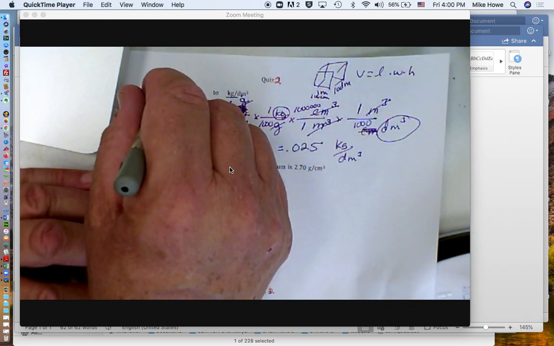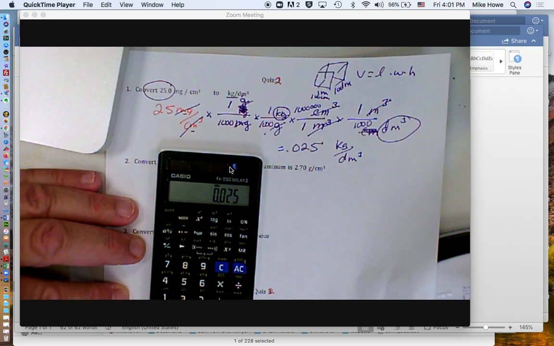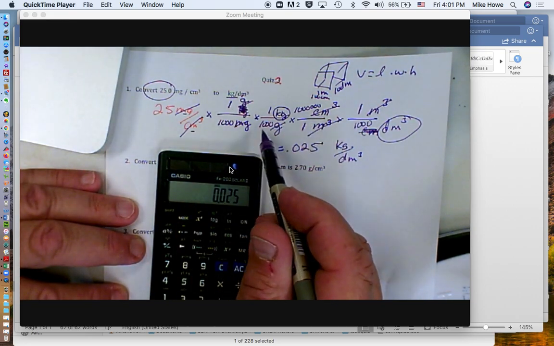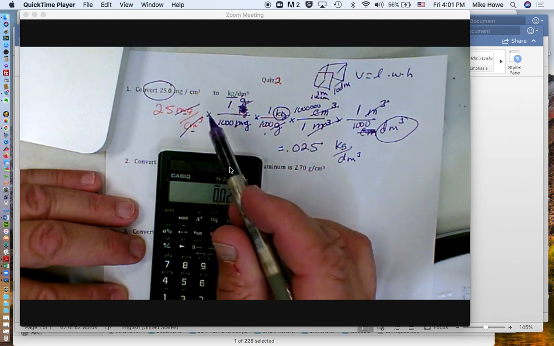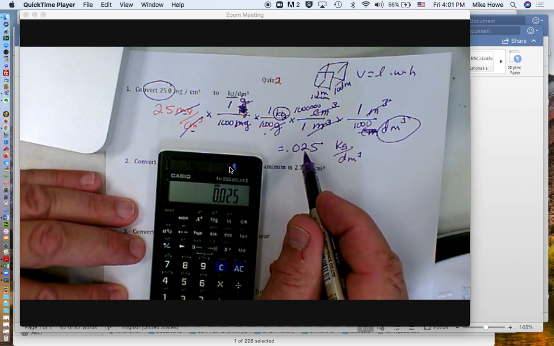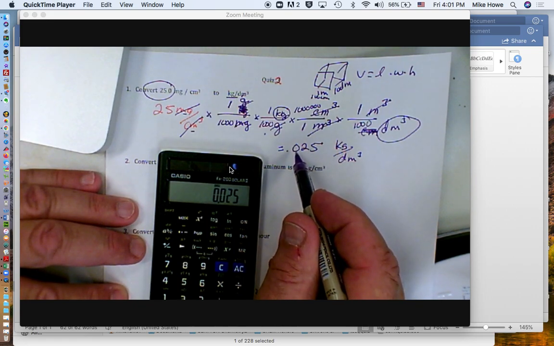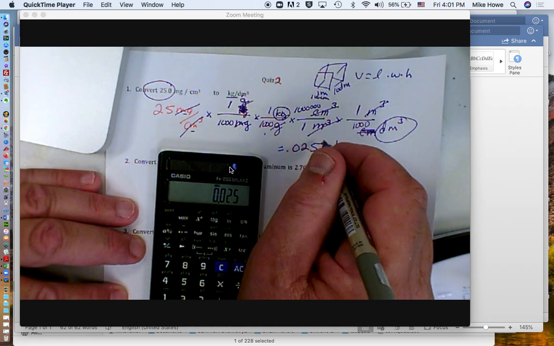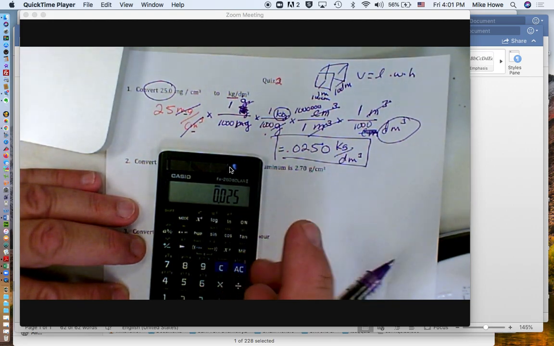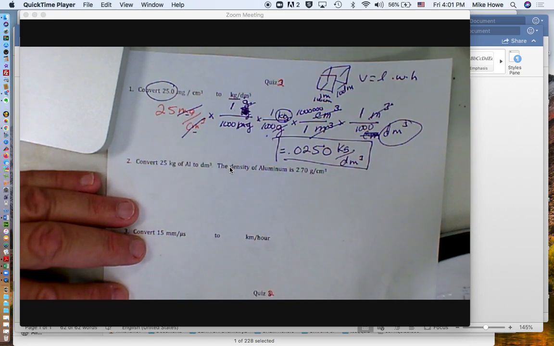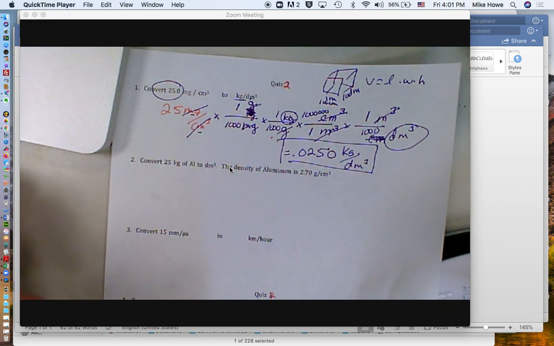And since this number has 3 significant figures, our answer needs to have 3 significant figures because all these other numbers are definitions. They have infinite sig figs. So we take our 25.0, this is 3 sig figs, 0.025 is only 2 because zeros in front are never significant. So you need to put a 0 at the end here, so the final answer is 0.0250 with 3 significant figures. All right, second question.